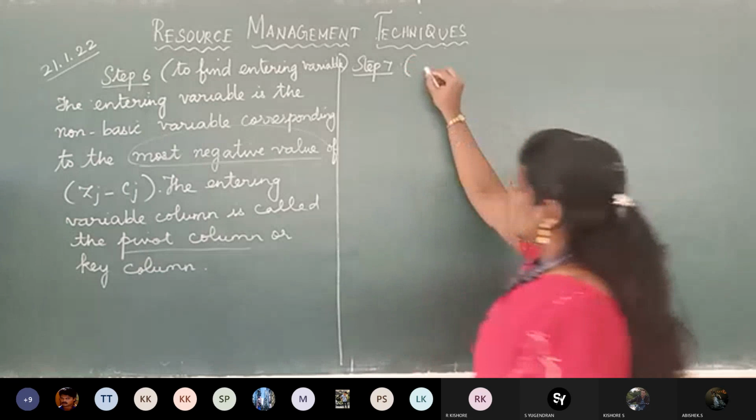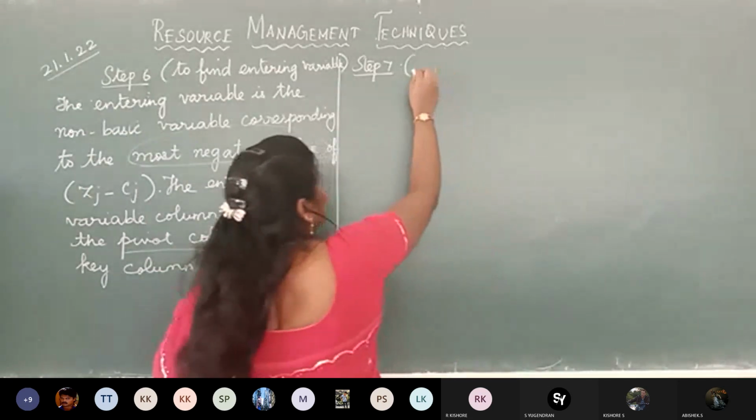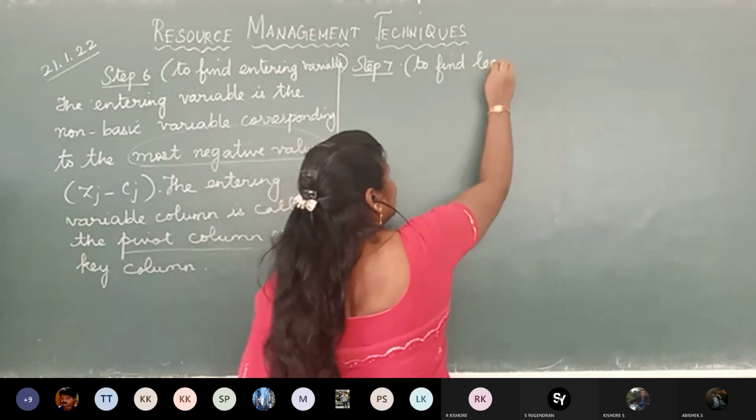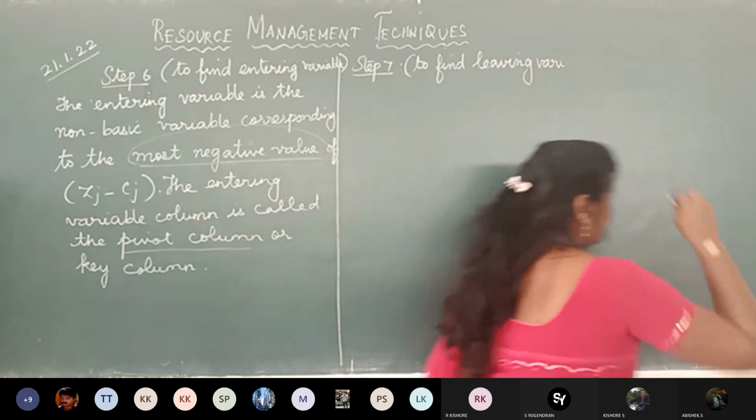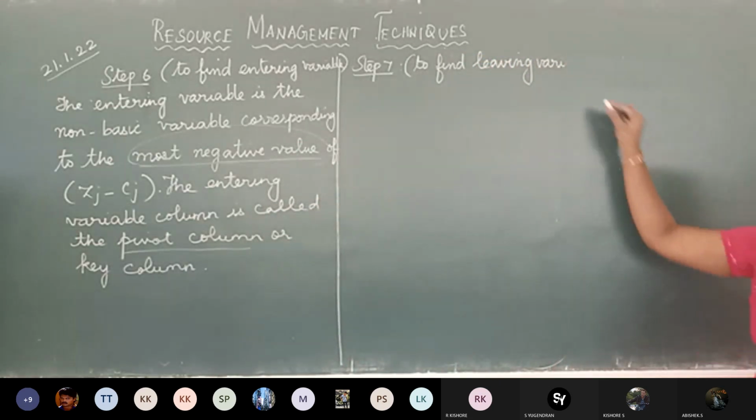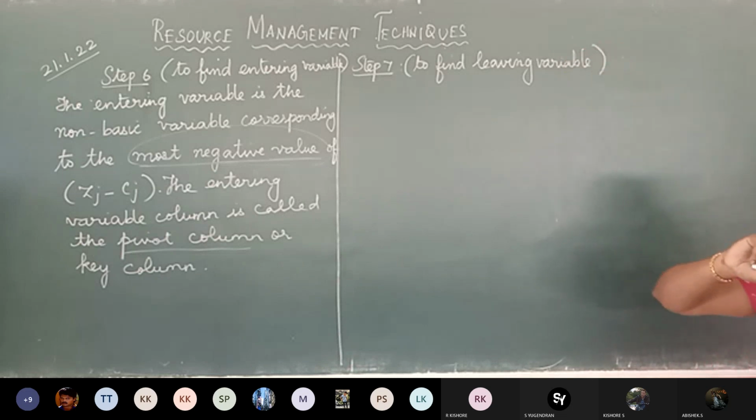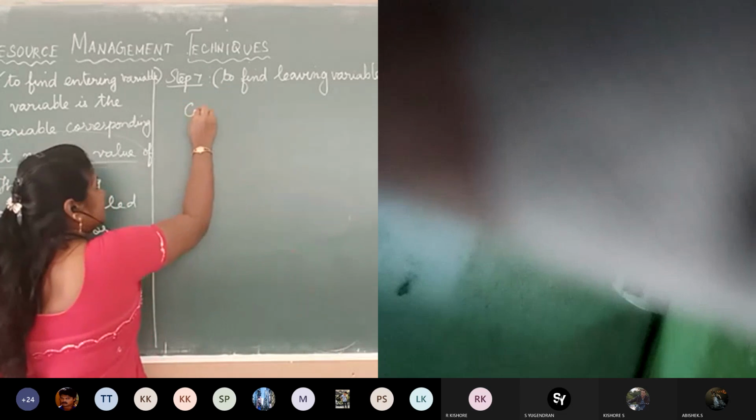You can write in brackets: find the leaving variable. To find the leaving variable, under that you write compute the ratio. Yes, step 7. You're going to compute the ratio.